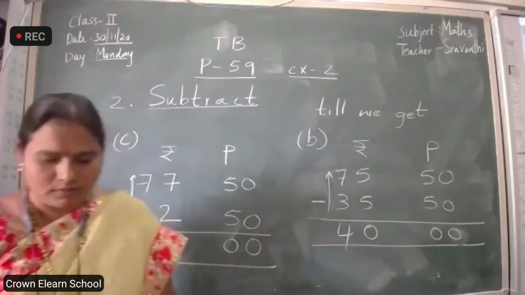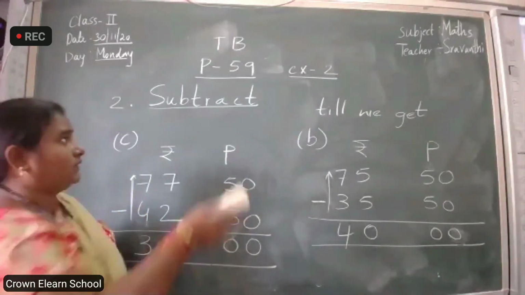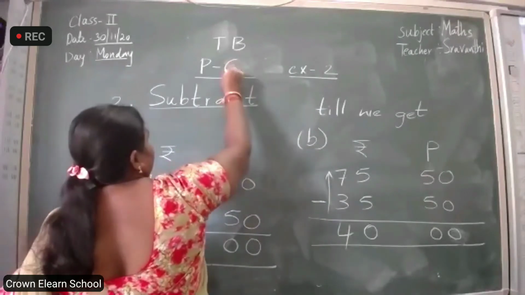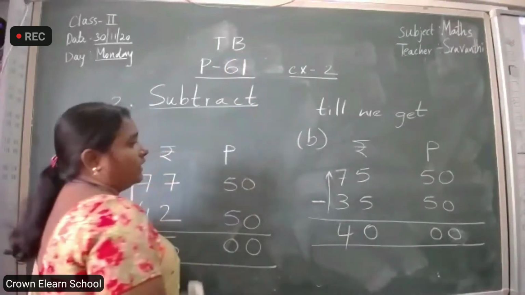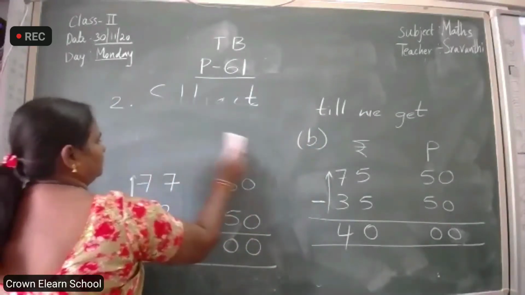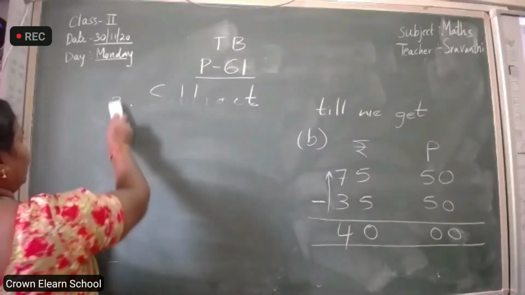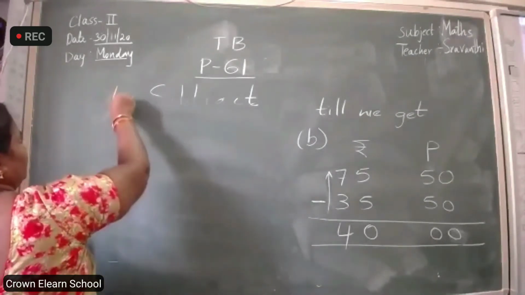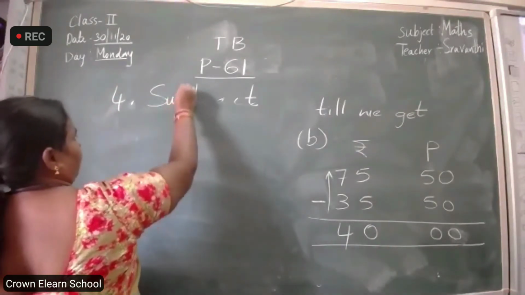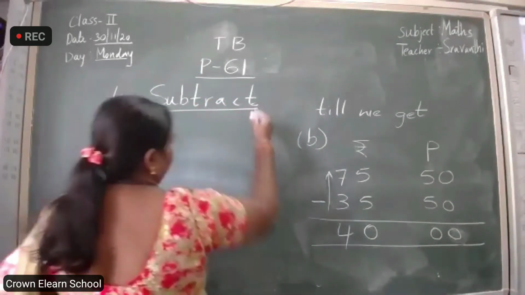Okay. Let us do the review exercise now. Now go to page 61. Page number 61. I am writing on the board. Review exercise. That is the 4th Roman. Page number 61. We have the 4th Roman. Subtract.